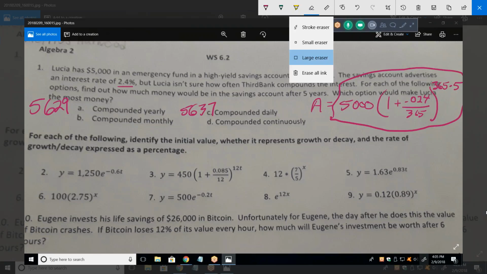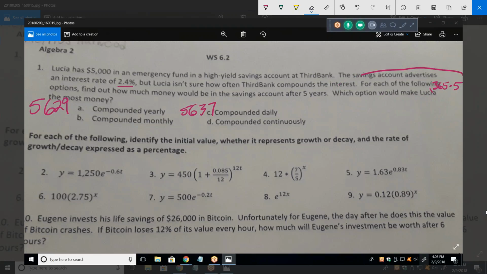What have you got for a general formula for that one? A equals 5,000 times e to the 0.024 times 5. Times 5. Well, let's put it in at least this general.